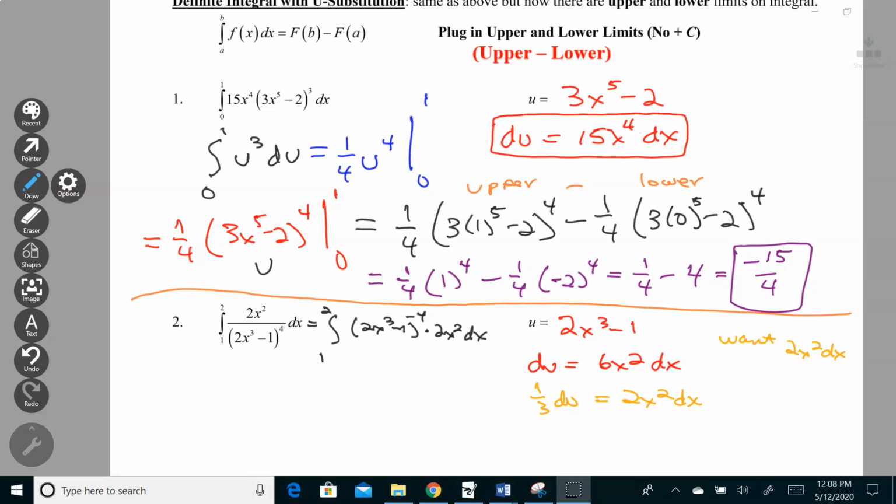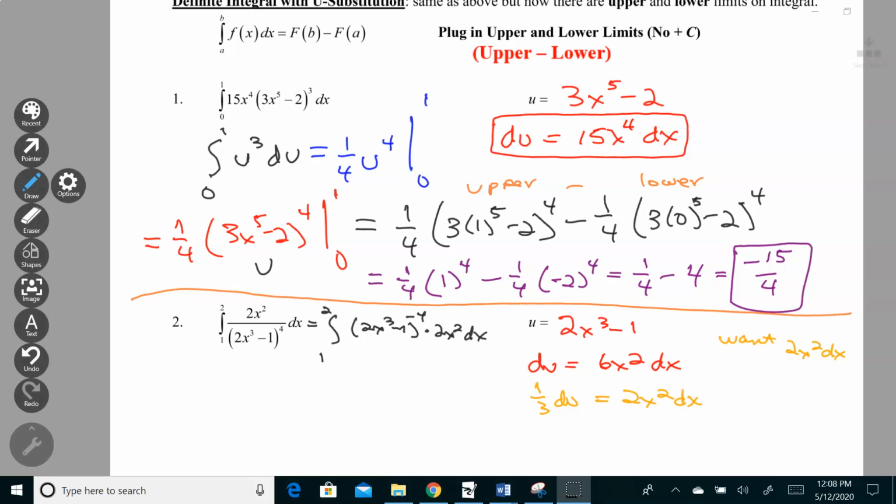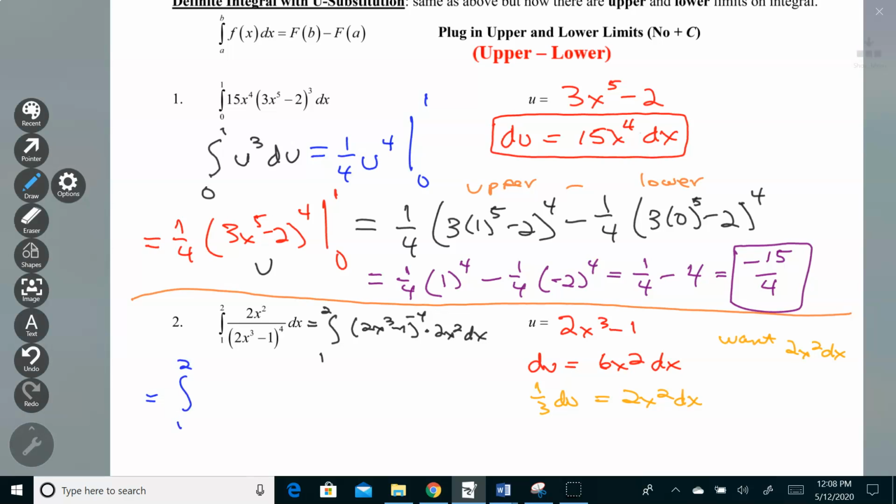So this next problem I put out here because I saw some of you had a problem when I had something in the denominator. You always thought the antiderivative of something in the denominator was ln. That's only if it's 1 over x or 1 over u, not when I have something raised to a power. So I set up my u, which is right here, and I really wanted 2x squared, so I had to multiply du by a third, and now I can rewrite this problem with a u as 1 over 2, and that's going to be 1/3 u to the negative 4 du.